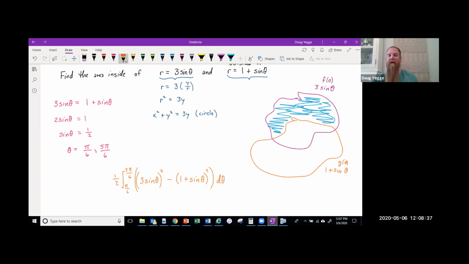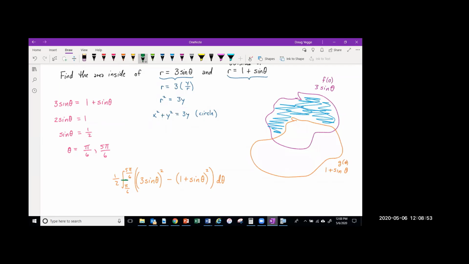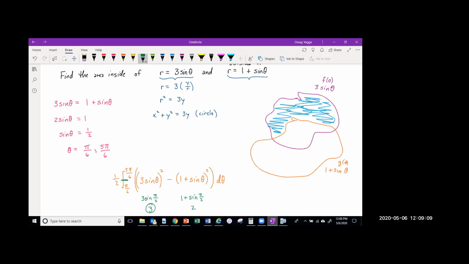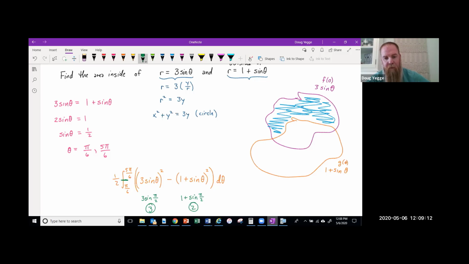Now maybe you were like, man, but how am I supposed to know what these graphs look like without looking at Desmos? Well, keep in mind, there's another way to know which one is on the outside and which is on the inside. Just pick something in between. Pick something from pi over 6 to 5 pi over 6. Like what? I just picked pi over 2. Sure, what's pi over 2? So let's see, what is 3 sine of pi over 2? 3. What is 1 plus sine pi over 2? 2. 3 is bigger than 2. So 3 is further from the pole than 2 is, so that must mean that that's going first.